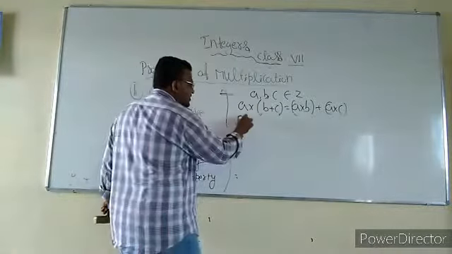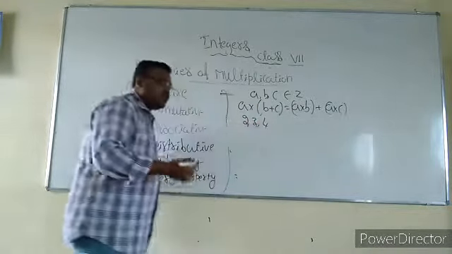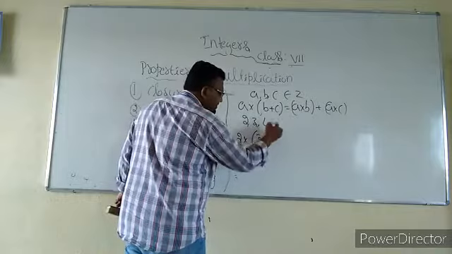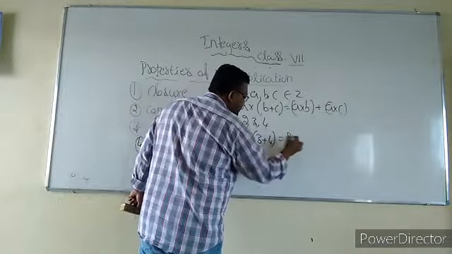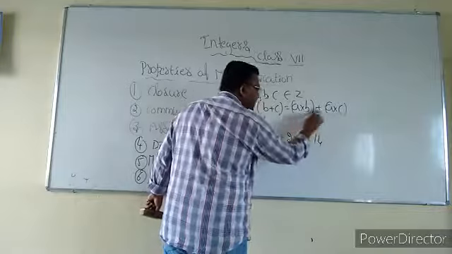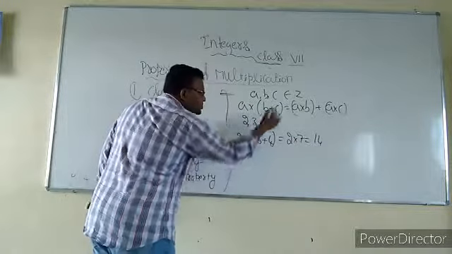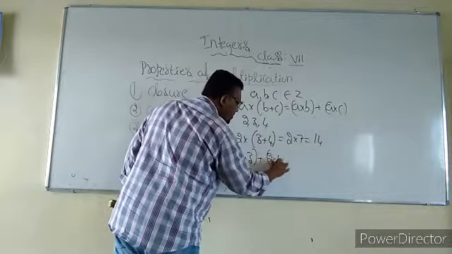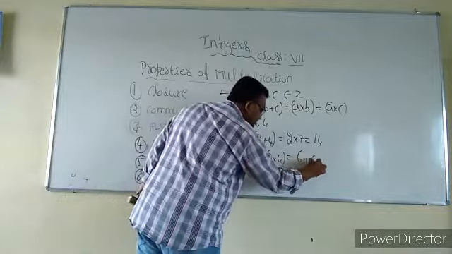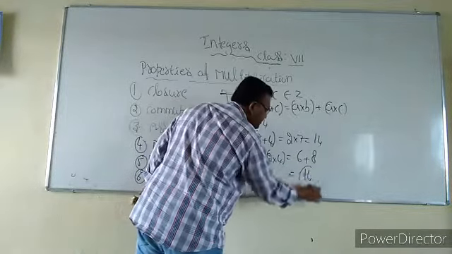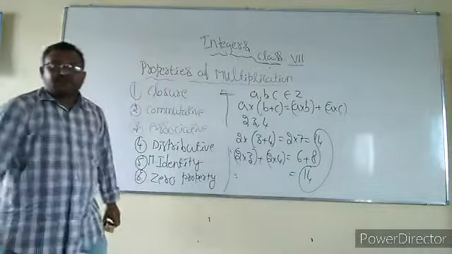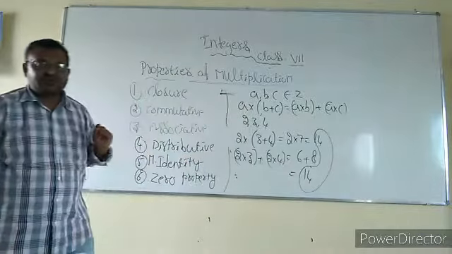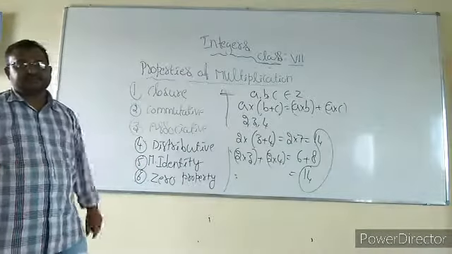Let's check with one example. Take 2, 3, 4. 2, 3, 4 are integers. So 2 into (b plus c) means 3 plus 4. How much will we get? 2 into 7, that is 14. And coming to the right hand side, a into b means 2 into 3, plus a into c means 2 into 4, is equal to 2 3s are 6 plus 2 4s are 8, that is 6 plus 8, 14. So here again what can we say? The distributive property is true for integers under multiplication.